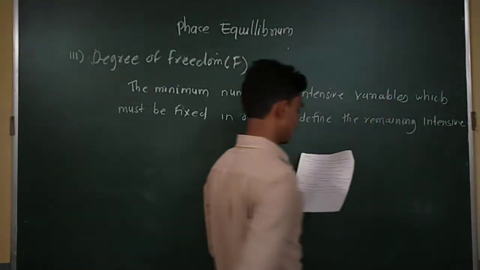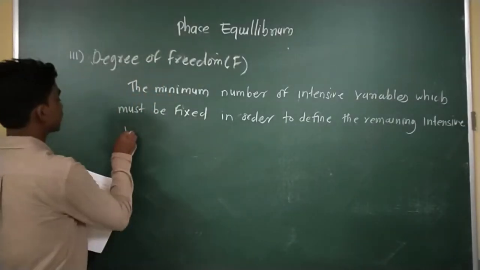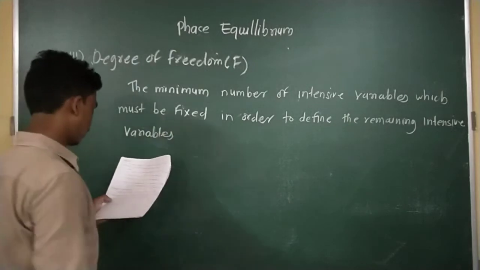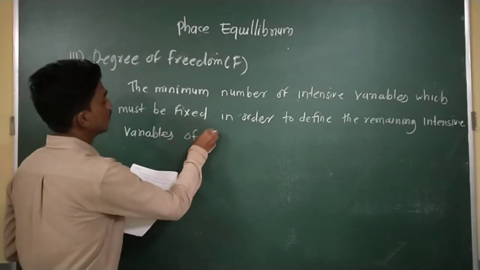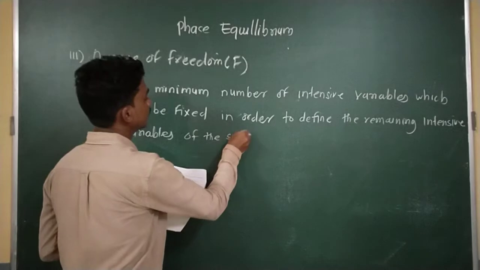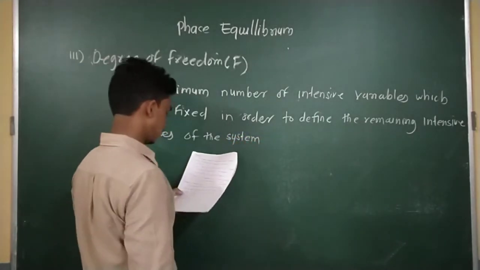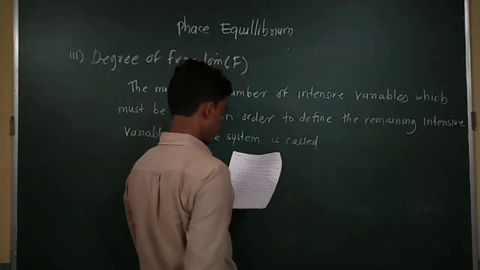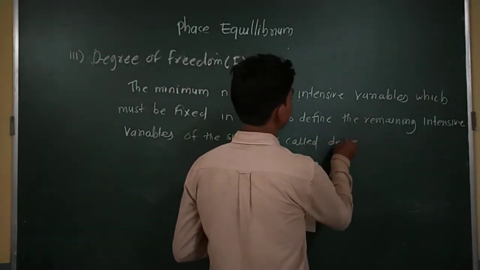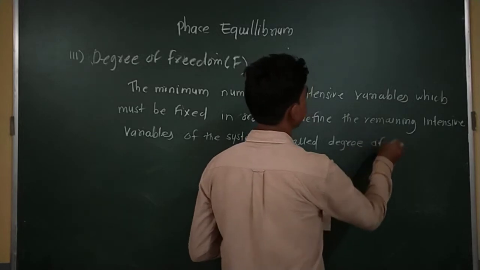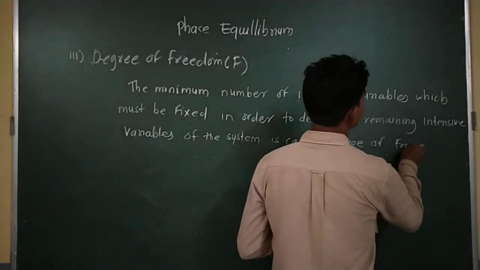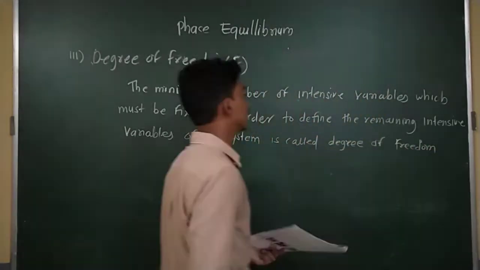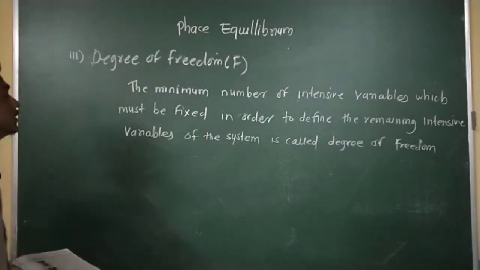Intensive variables of the system is called degree of freedom. Okay, this is the simple definition of the degree of freedom.